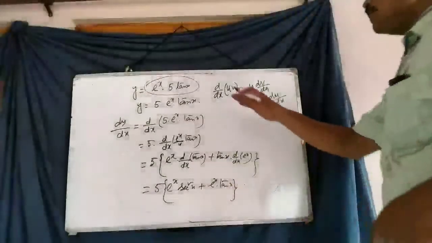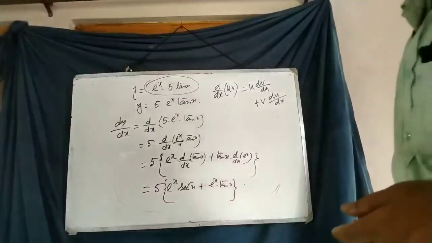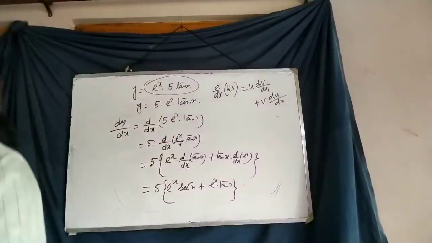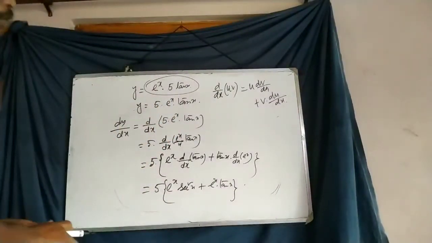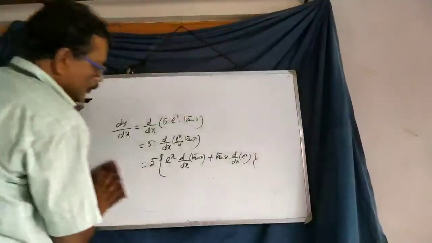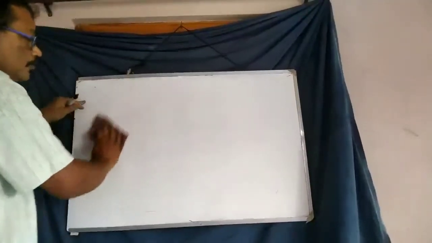We have calculated the result by using d/dx of u into v, that is the product of the two functions. This rule is called differentiation of the product of the two functions. Very simple rule, very interesting and also student friendly. So I tell you to watch this rule with attention.